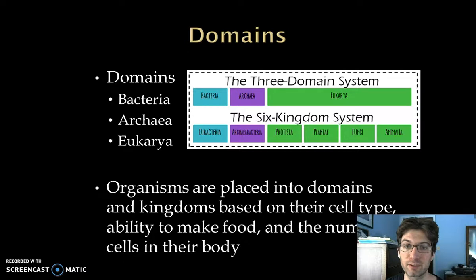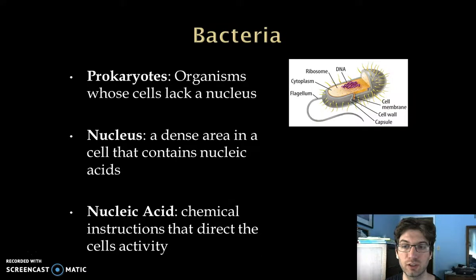The three domain systems are then broken down into kingdoms further. Again, organisms are going to be placed into these domains based on cell type, their ability to make food, and the number of cells in their body. So whether you are an autotroph, heterotroph, multicellular, unicellular, and even the chemicals that make up your body and your DNA and nucleic acids in that sense. So let's look at each of our domains.